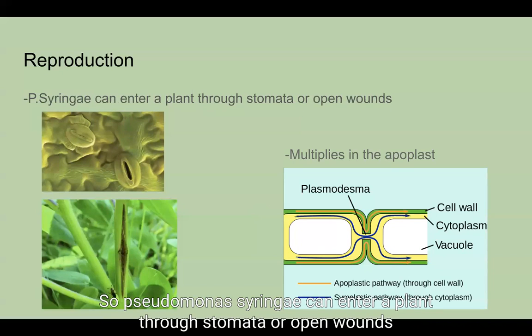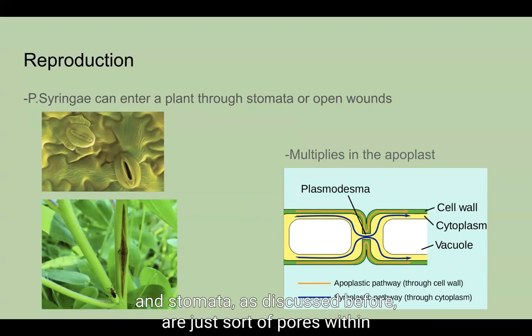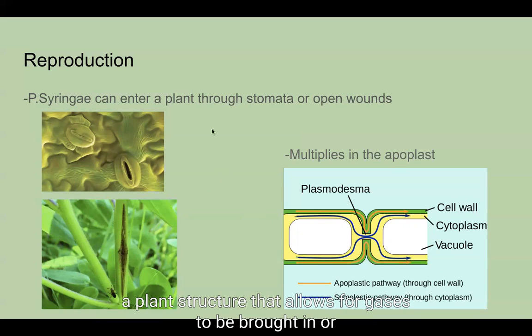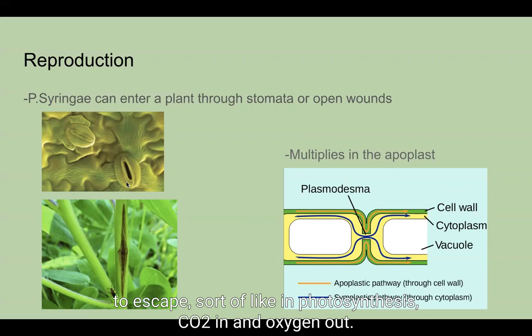So Pseudomonas syringae can enter a plant through stomata or open wounds. And stomata, as discussed before, are just pores within a plant's structure that allow for gases to be brought in or to escape, like in photosynthesis, right? CO2 in and oxygen out.